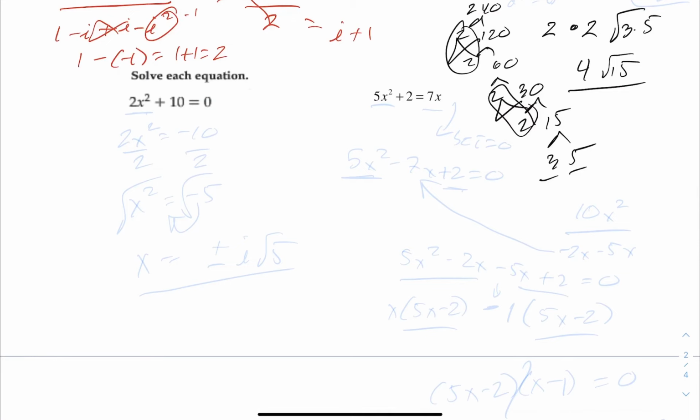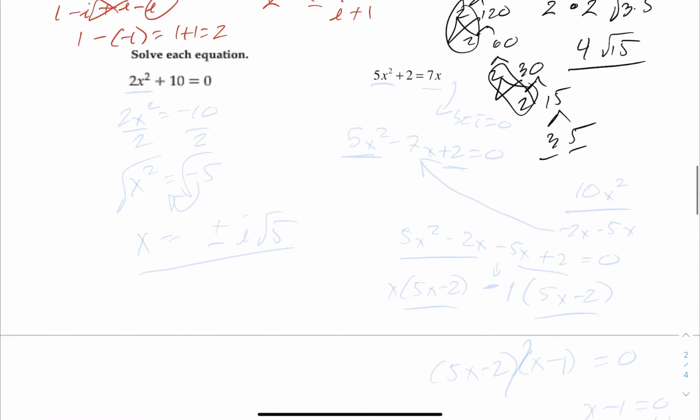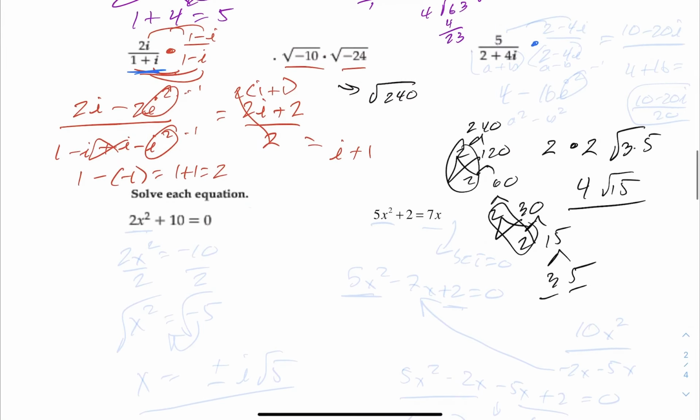This one right here. So same idea as the one right here. Multiply by the conjugate to get rid of the i on the bottom. So 2 minus 4i, 2 minus 4i. Remember, we can multiply both top and bottom by the same number. On top, you just distribute. So I get 10 minus 20i.